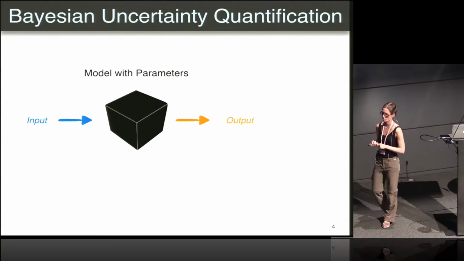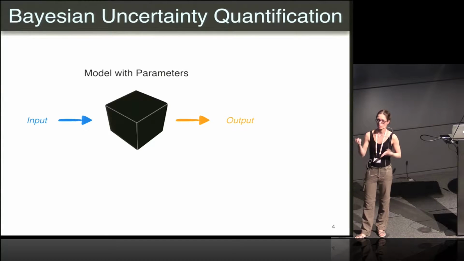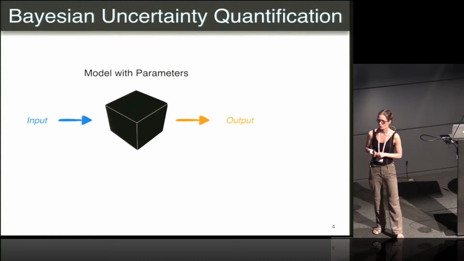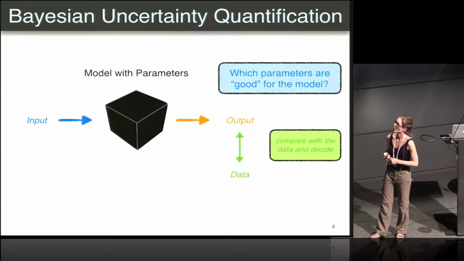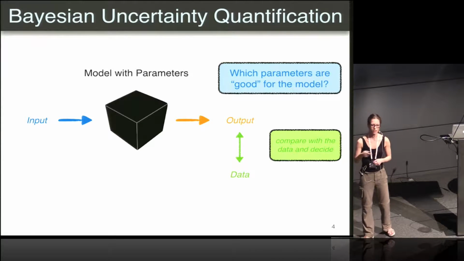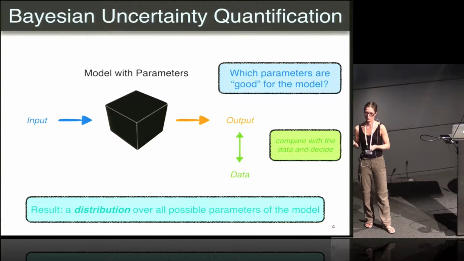There is a technique which is called Bayesian uncertainty quantification, which assumes that we have a black box model which has some input parameters and output, and then we want to somehow get the values of the parameters. So what we usually do is compare the output with the experimental data, which we can observe somehow. And when we compare them, we know which parameters are better and which are worse and with which probability. So what we get in the end is the distribution over all the possible parameters of the model.